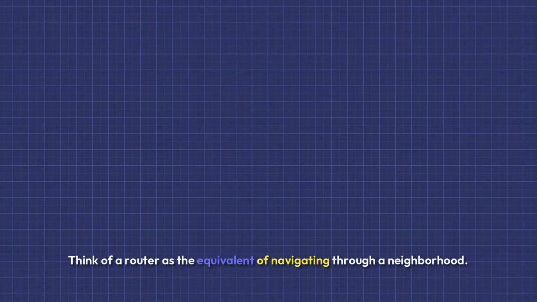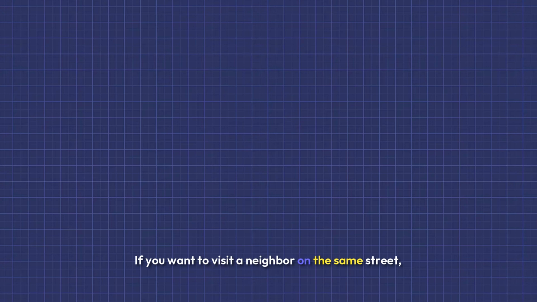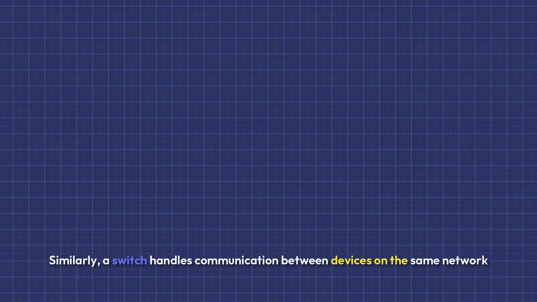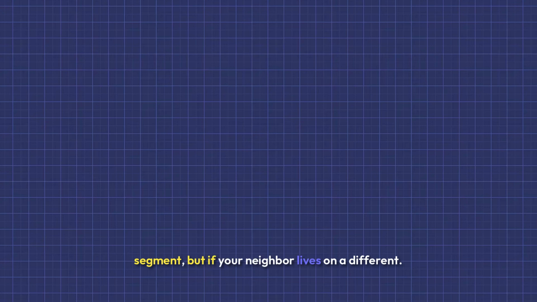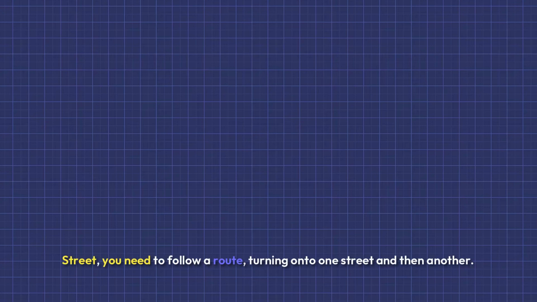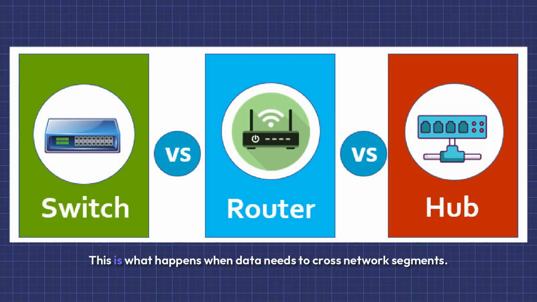Think of a router as the equivalent of navigating through a neighborhood. Imagine houses as computers and streets as network segments. If you want to visit a neighbor on the same street, you can walk straight to their house. Similarly, a switch handles communication between devices on the same network segment. But if your neighbor lives on a different street, you need to follow a route, turning onto one street and then another. This is what happens when data needs to cross network segments.